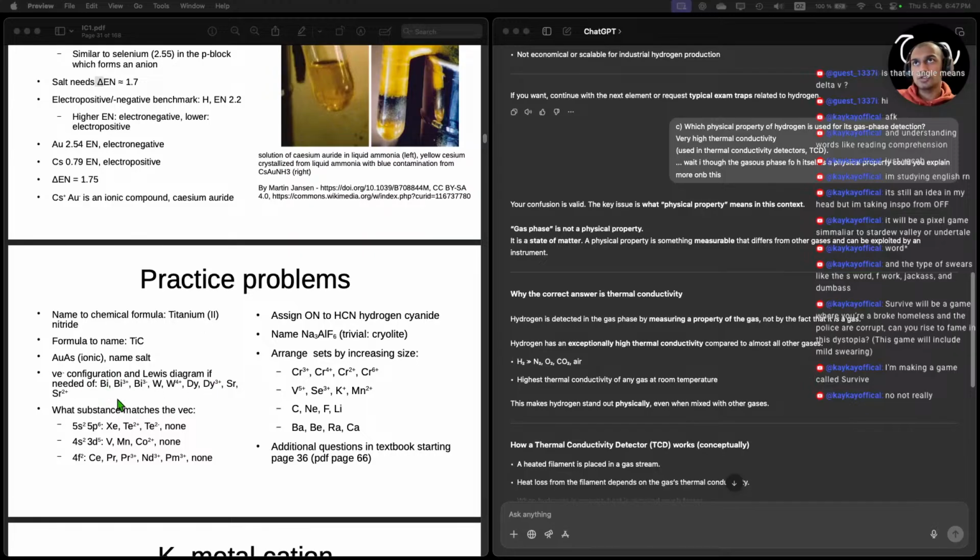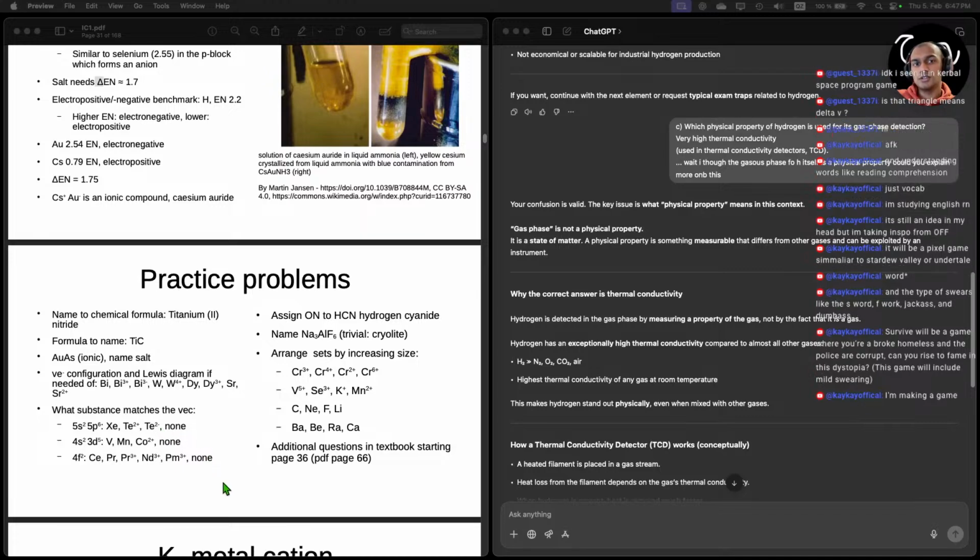Configuration and Lewis structure if needed. AuAs. Au is gold, arsenic? I never heard of that. Gold arsenic. What substance matches the VEC?